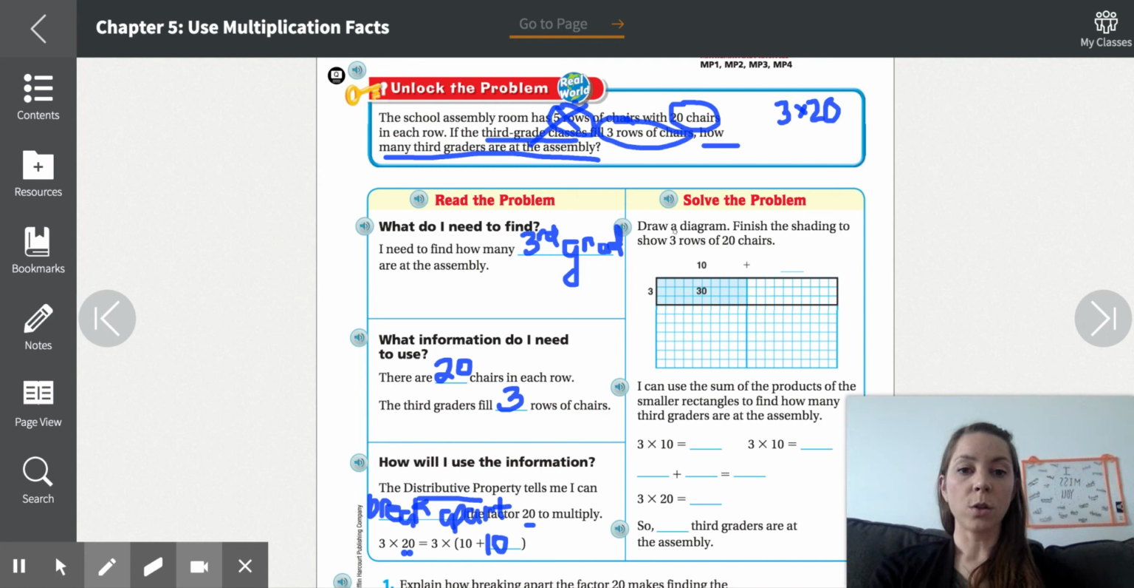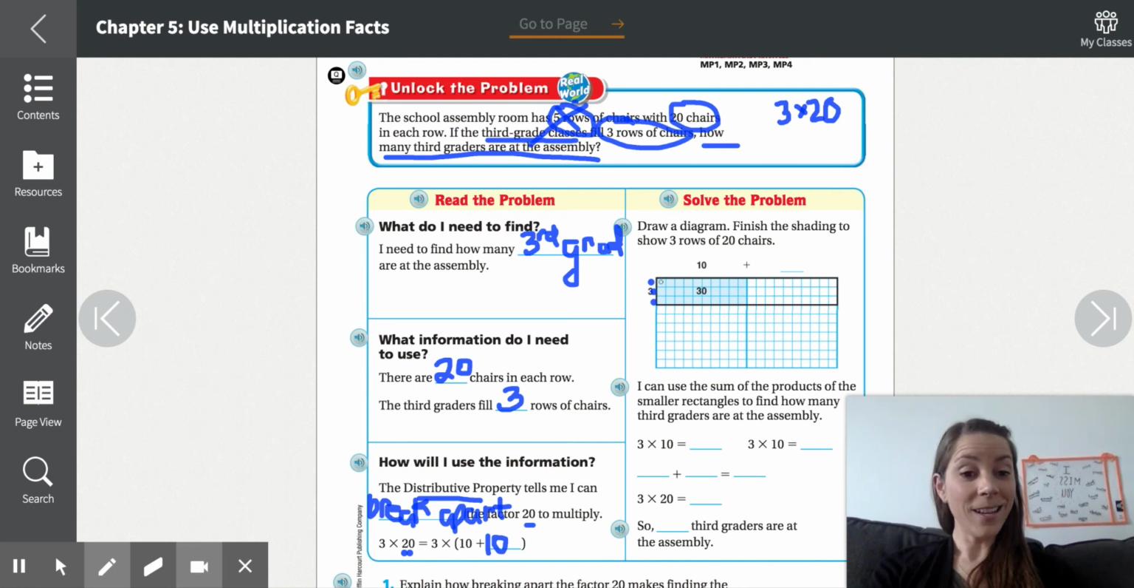Okay, so over here, where it says solve the problem, says draw a diagram. Finish the shading to show 3 rows of 20 chairs. So I've got 3 times 20, which means 3 rows of 20. So down the side, I'm going to go 1, 2, 3. That's how many rows. And then across here, I need to do 20 chairs.